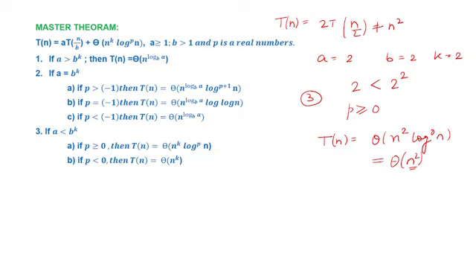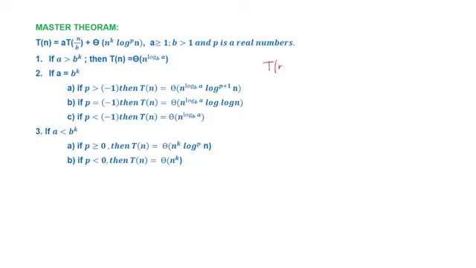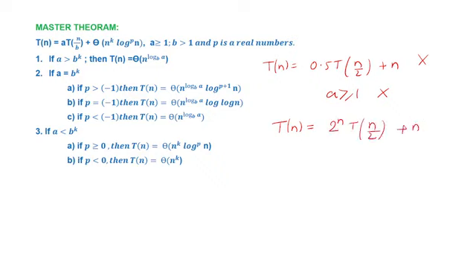But there are some exceptional cases also. Let's say you have a recurrence relation given like 0.5 T(n/2) + n. Here the condition a greater than or equal to 1 is not true. That means you cannot apply the master's theorem on this particular recurrence relation. Let's say you have T(n) = 2 to the power n T(n/2) + n squared. Here also you cannot apply the master's theorem, because you don't have a as a constant, you have a as a function of n, which dissatisfies the condition of the master's theorem.